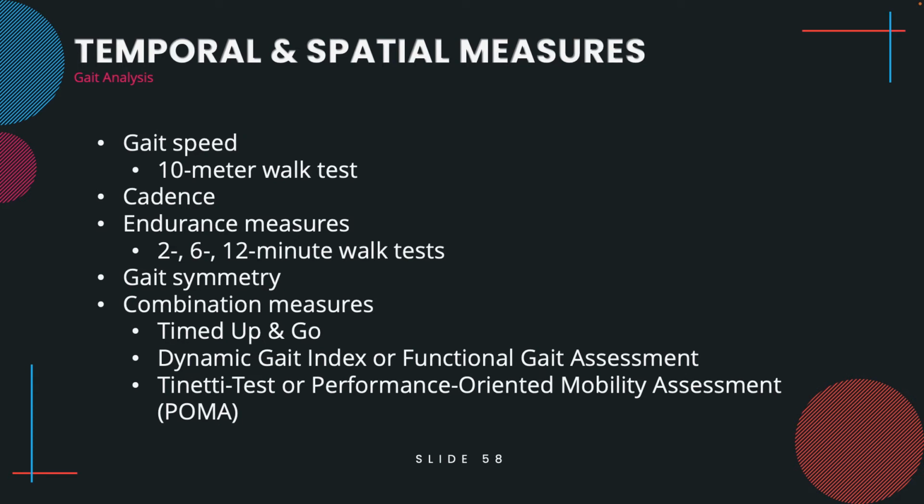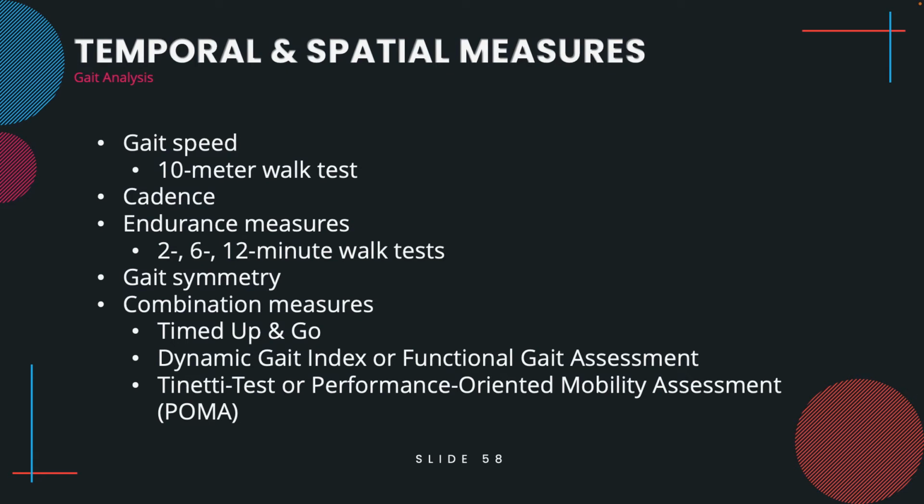And so we can look at gait speed through the 10-meter walk test. We can measure their cadence by having them walk on a basic video camera and just counting the number of steps that they take per minute, or we can just count their steps as they're walking. We have endurance measures, the 2, 6, and 12-minute walk tests. We can check their gait symmetry in ways that are just as primitive as having them put some powder on their foot and having them walk and then measuring from one step to the next, or having them walk in sand if that's something that's safe for them.